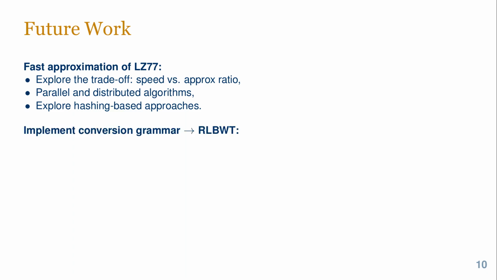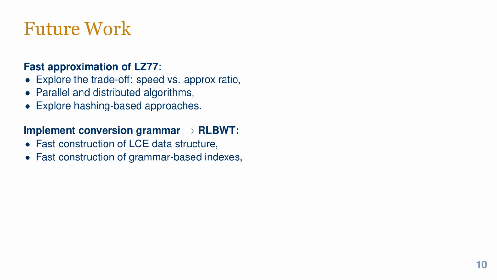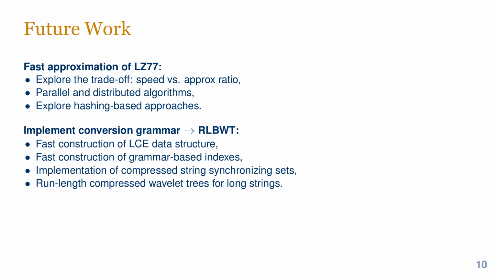The second important problem for future work is completing the pipeline by implementing the conversion from the grammar into the run-length BWT. On the way to this result, we first need to achieve fast construction of data structures for the longest common extension queries. Another intermediate component is the efficient implementation and fast construction algorithms for grammar-based indexes. We also need the implementation of compressed string synchronizing sets, as well as the run-length compressed wavelet trees for long strings. This concludes the presentation.